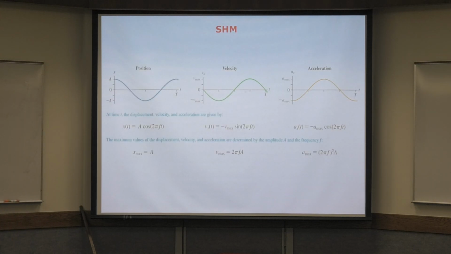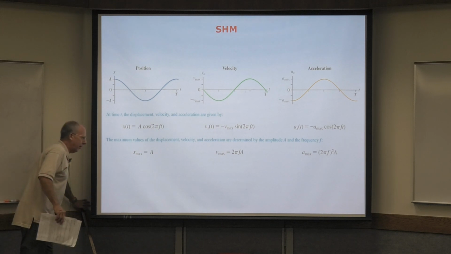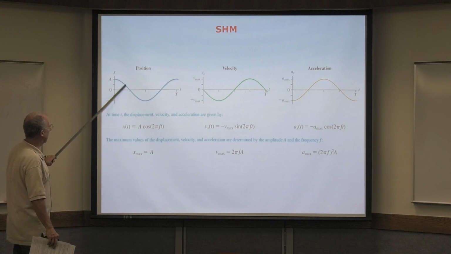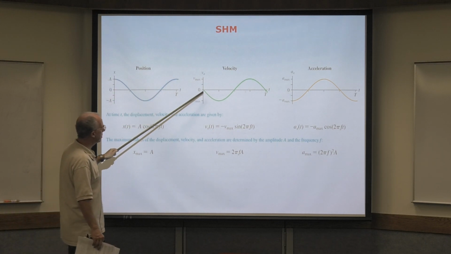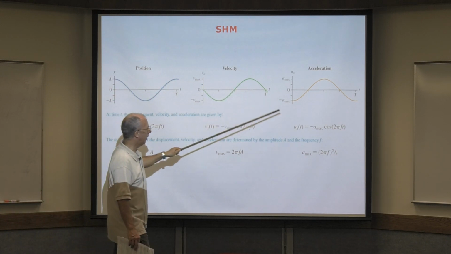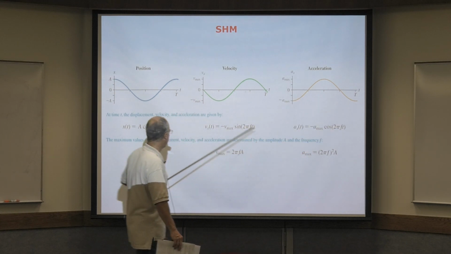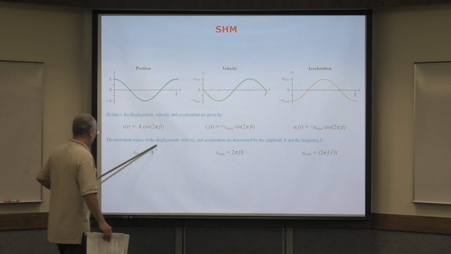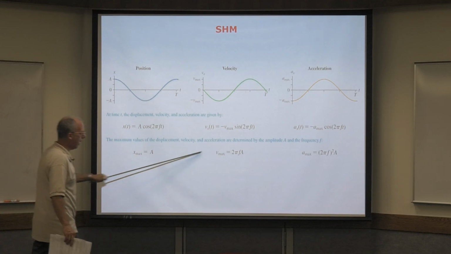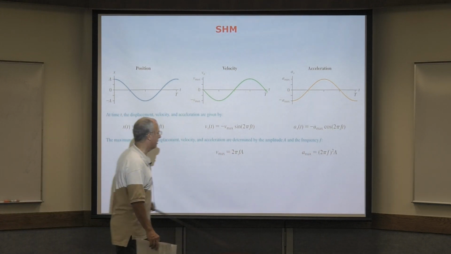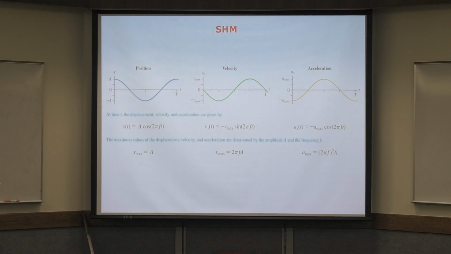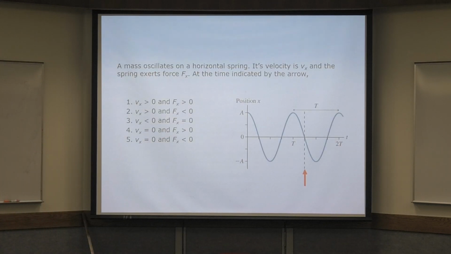Oh, so there it is. Here's just the same thing, the same information. So here's the x, the nice cosine. Here's the velocity, the minus sine. Here's the acceleration, minus cosine, right? So there's the equations. And then here's the x max and the v max and the a max, right? Same information as the previous slide. Okay, finally.